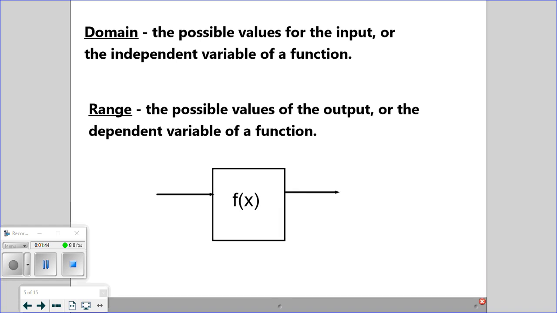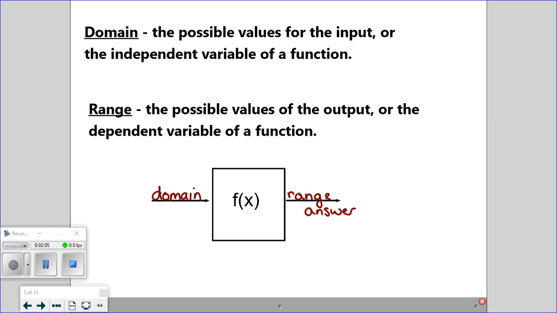A visual that is commonly used is something similar to this, where we've got a function in the middle, we've got numbers heading in, we've got numbers heading out. The numbers heading in would be our domain, what numbers you can put into the box. The function does something to that number, and it spits out a range or an answer.